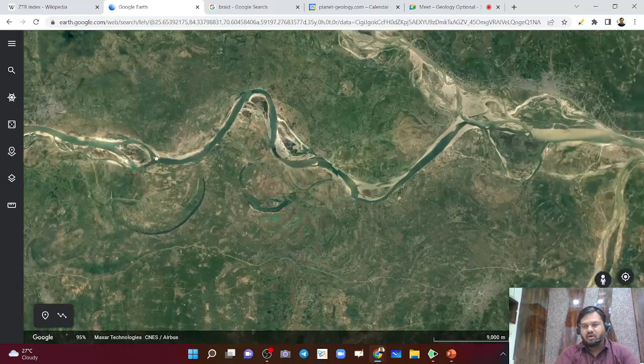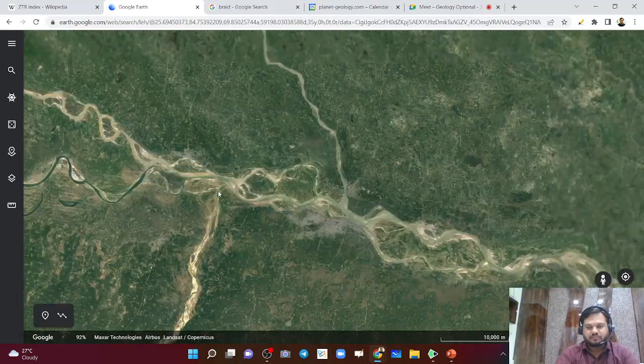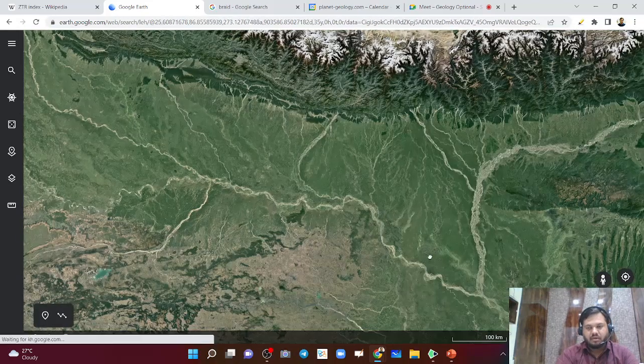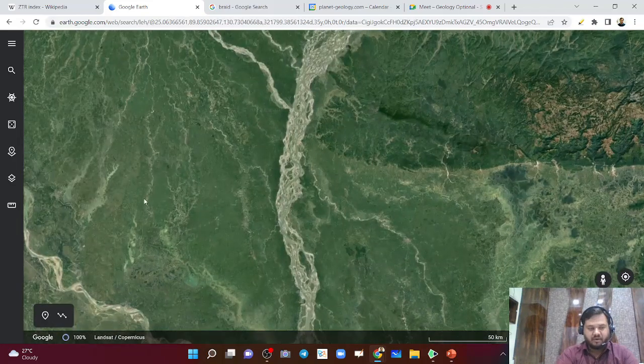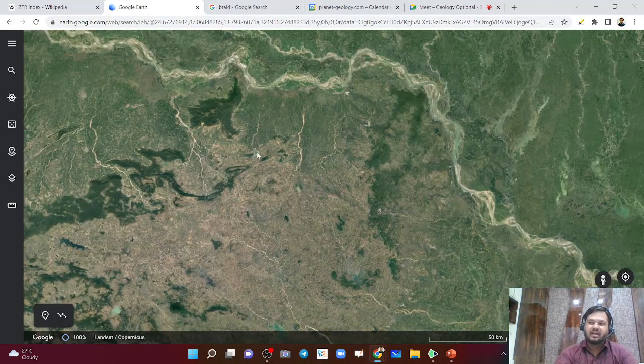Now see Brahmaputra. Brahmaputra we have seen, right? Brahmaputra is braided. It looks braided. So it is an example of a braided river. In Ganga also, in some areas you will get braiding and all those things.